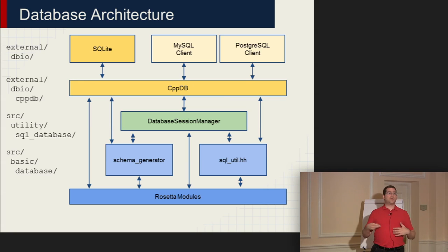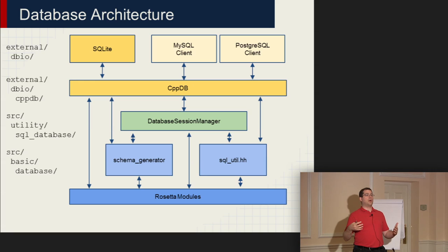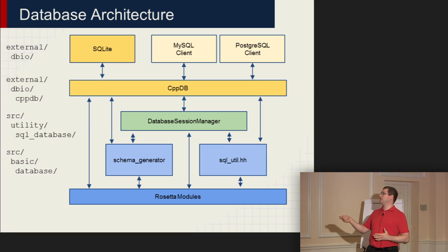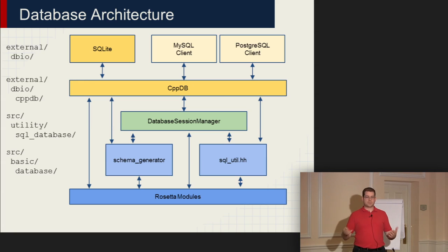So in Rosetta, to interact with databases, we have a multi-level architecture. You have Rosetta modules that interact through utility functions in source basic database, with potentially the database session manager. And then we use the interface wrapper CPPDB. This is a generic wrapper around various different database architectures. So the CPPDB handles interactions with whether it's SQLite or MySQL or PostgreSQL in a uniform fashion.